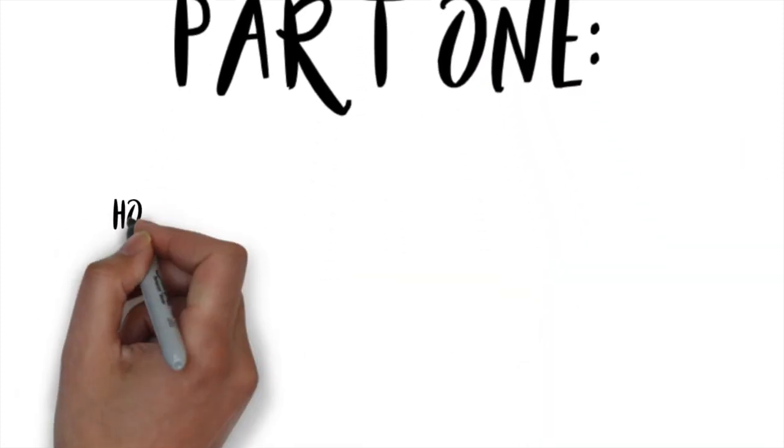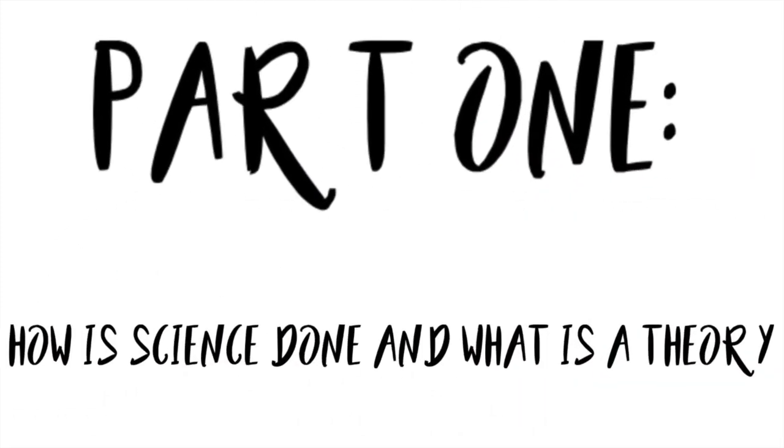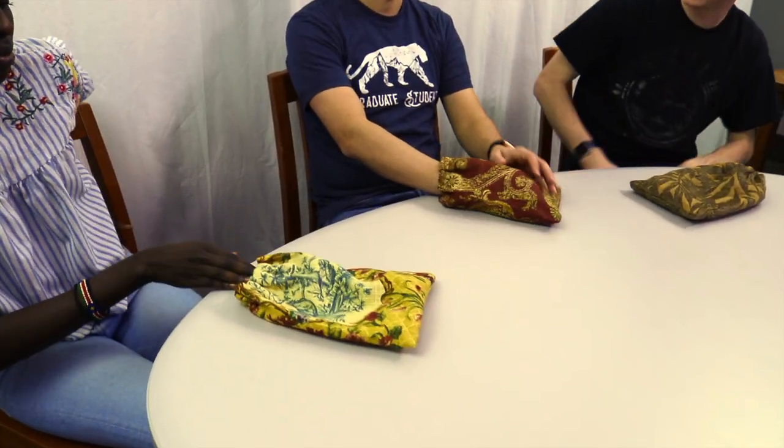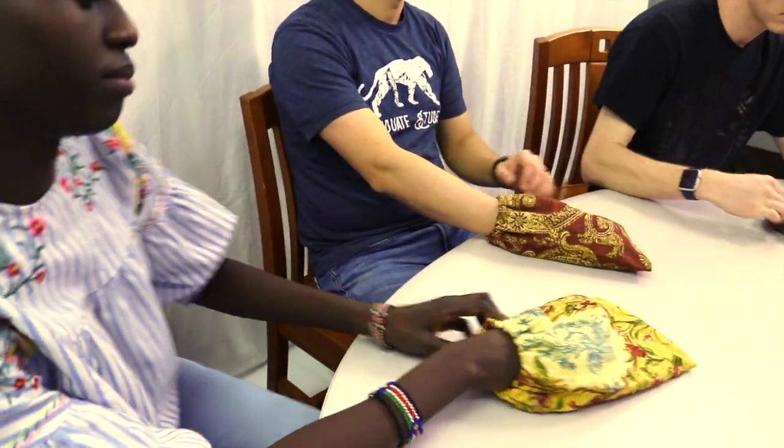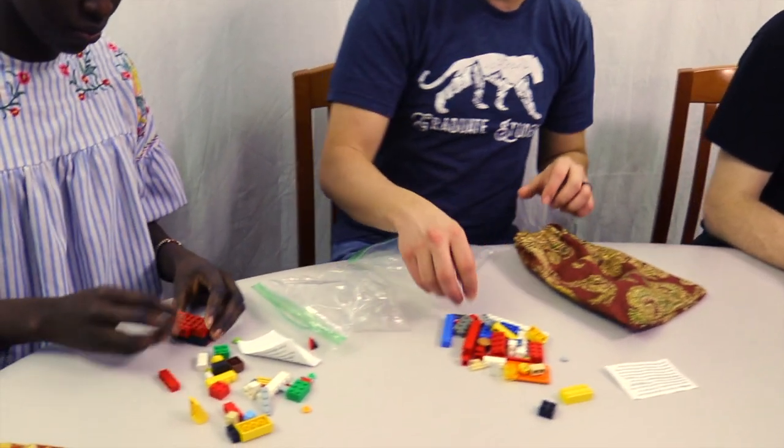Part 1. How is science done and what is a theory? To start off, we will observe several students participating in an in-class activity to better understand what a theory is for scientists. All of these students are being presented with a Lego structure made up of a few dozen pieces concealed in an opaque cloth bag.